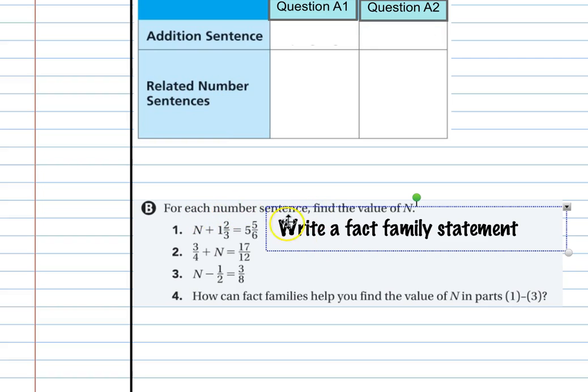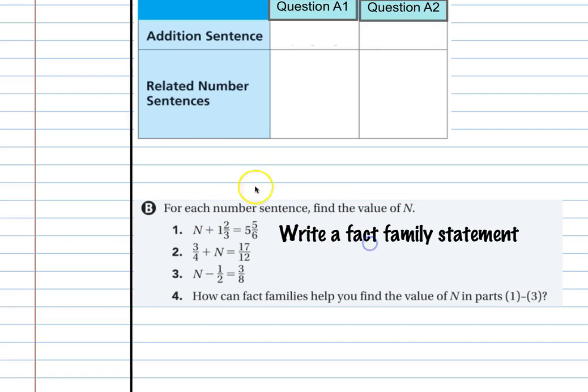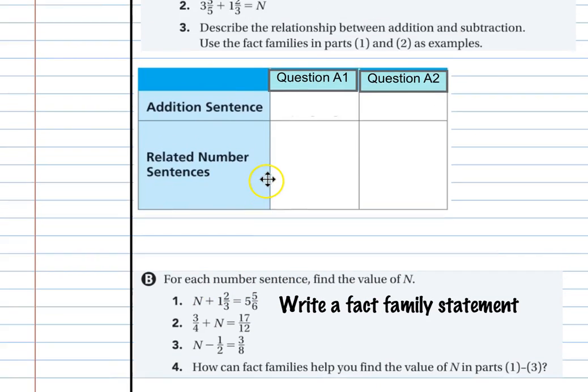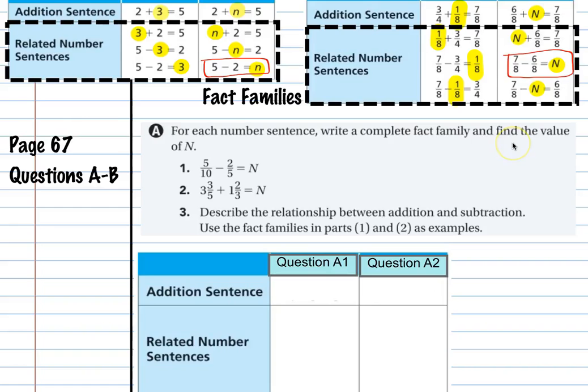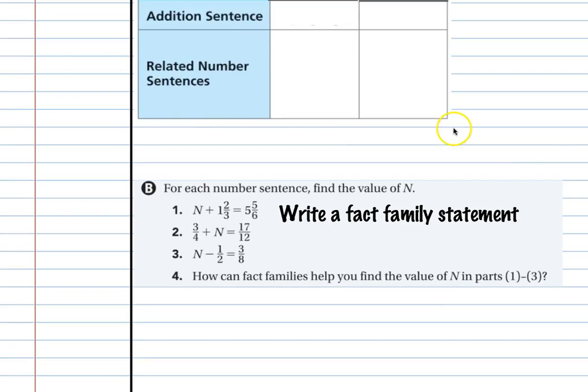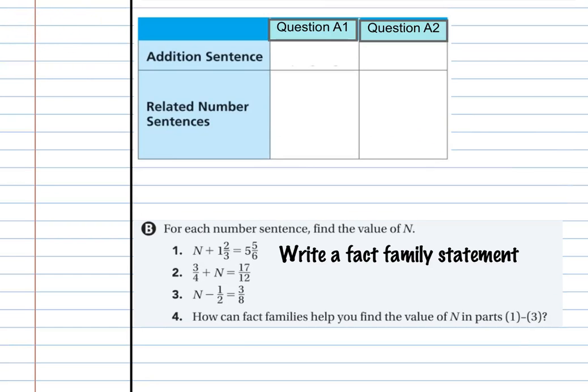For each number sentence, find the value of n. What I want you to do is write the equation like this one, the one where the n is equal to at the end, the one with the variable at the end. You want to find your fact families so you end up with this one, so you can solve for the variable. That way your variable has an equal sign right next to it. That's what you're looking for. Go ahead and work on this. I'll put the answers up in just a second. Go ahead and pause the video and we'll come back to it.